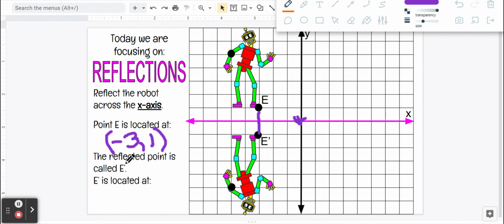The coordinates of E prime, the new point, would be -1, -2, -3, then go down 1, which is negative. So -3, -1.